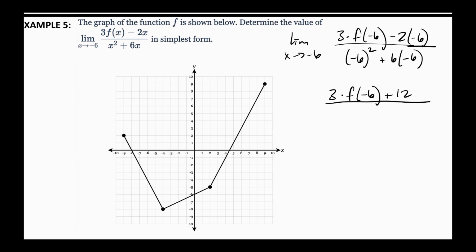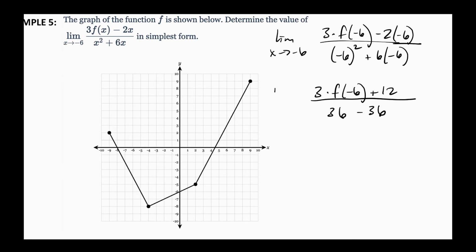So this one I can go positive 12, 36. Okay. So f of negative 6. How do I find f of negative 6? Because I can't simplify that, right? I can't multiply times 3 until I figure out what f of negative 6 is. How do I figure out f of negative 6?